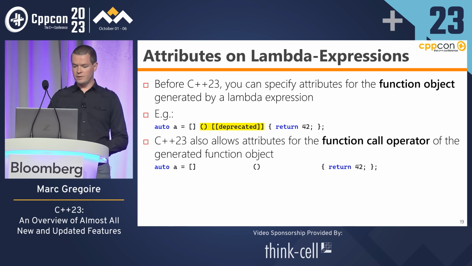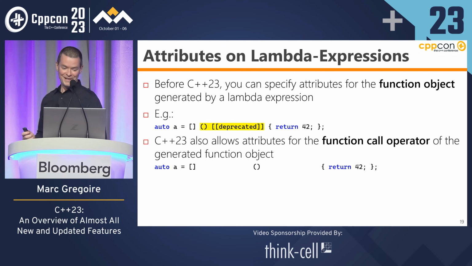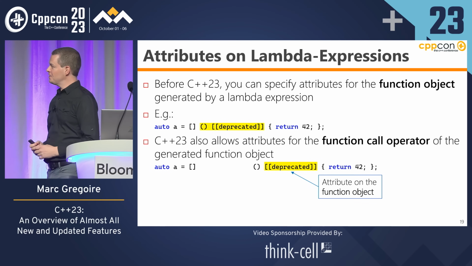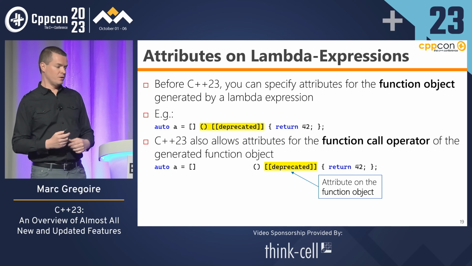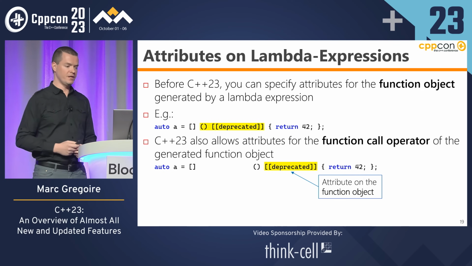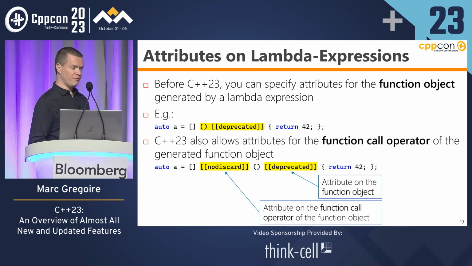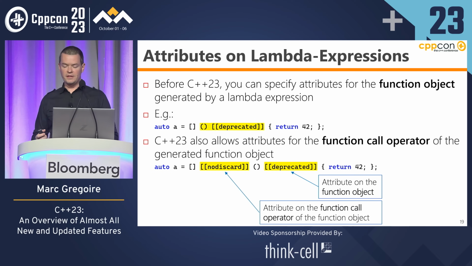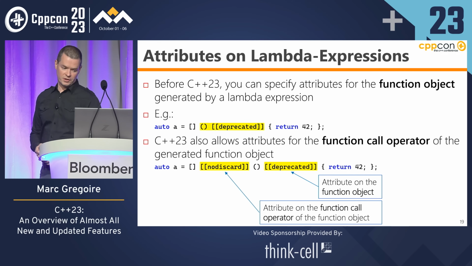Now, in C++23, you can put your attributes in two places. The first place is the same. You can put them behind the parentheses, and then it's the same as before. So it's an attribute specified on the function object generated from the lambda expression. But now you can also put them before the parentheses. And then this attribute is an attribute on the function call operator of the generated function object.